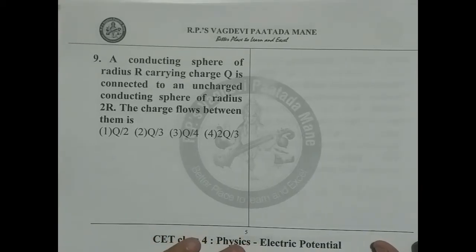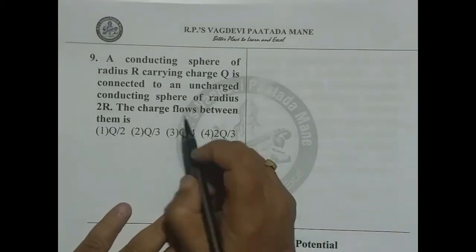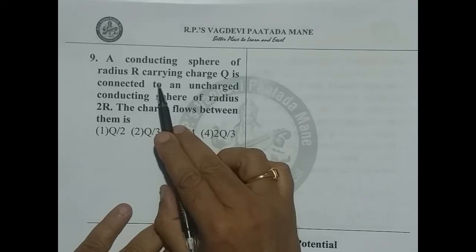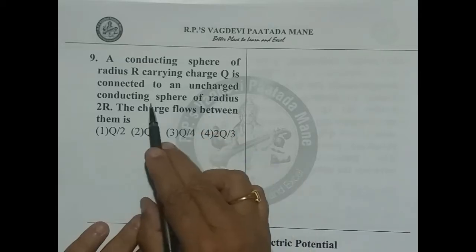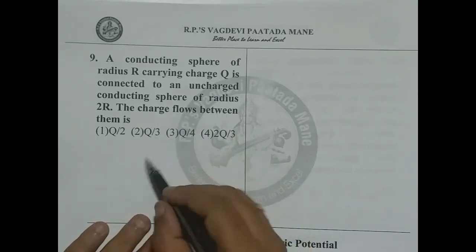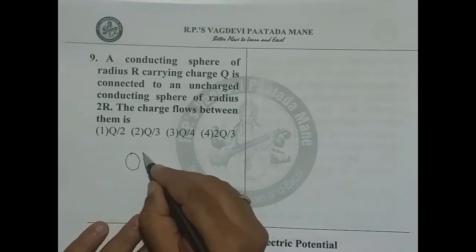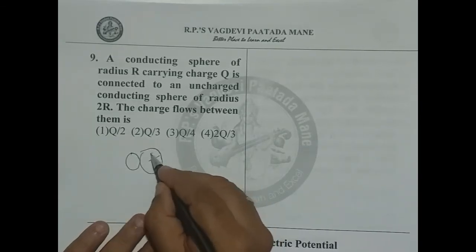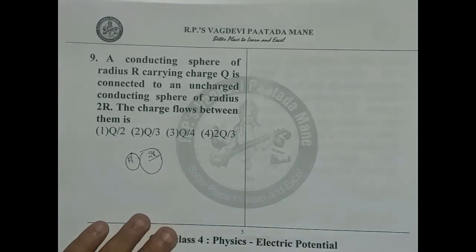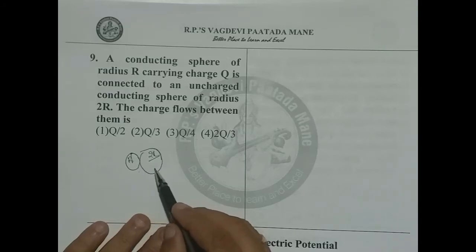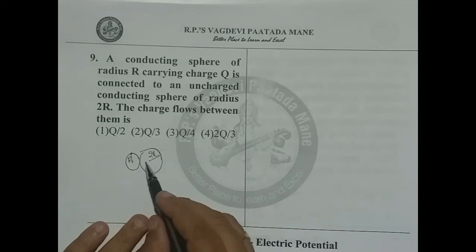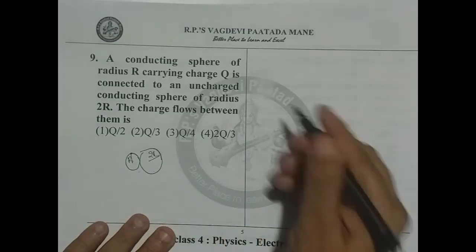Say 9th question. As I told you in one of the previous classes, we have to use one good idea here. A conducting sphere of radius r carrying a charge capital Q is connected to an uncharged conducting sphere of radius 2r. The charge flows between them, say one small, one big. This is 2r and this is r. Now we are asked to calculate, once we connect, what is the charge flowing if the second conductor is uncharged. That means once you connect them, the potential becomes equal, as we said in one of the classes.